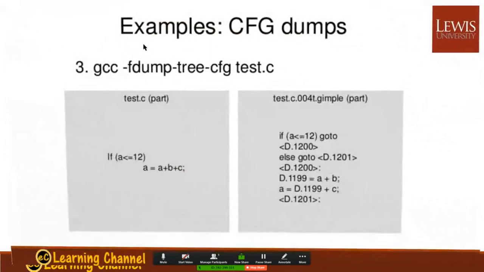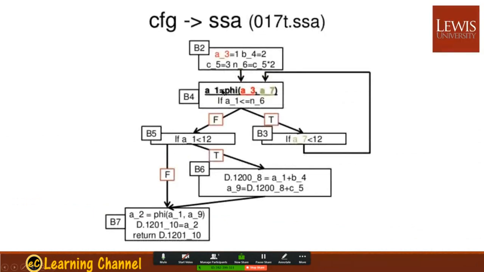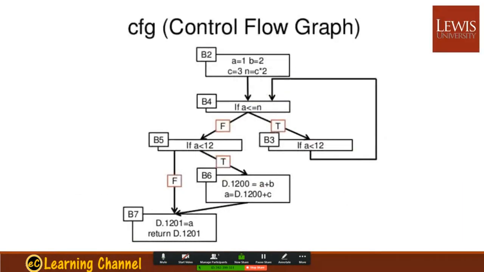And let's continue. So, CFG dump. For example, I have a simple if A less than 12, A equals A plus B plus C. Then we run GCC -fdump-tree-cfg and list it, and you will get something like this. Not too terrible. This one is actually the one we see over here. I'm sorry, the CFG would be this one, the if 12 part.